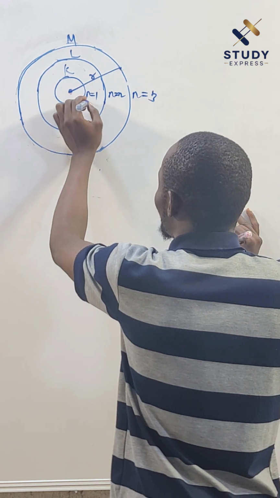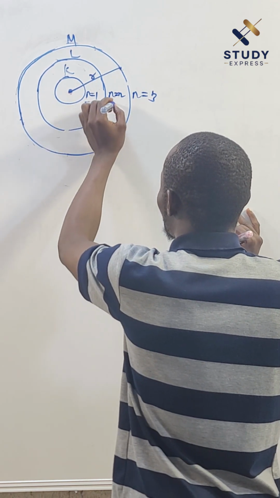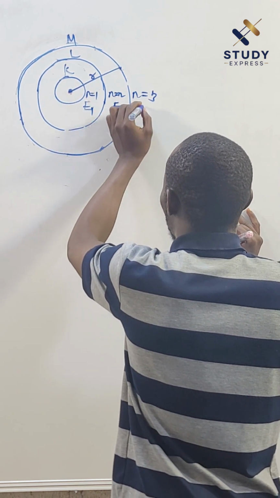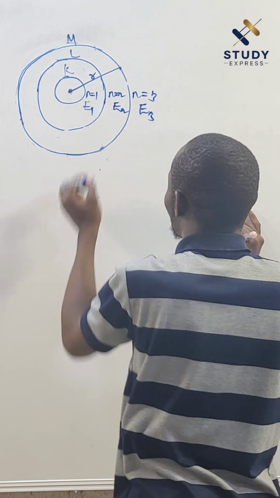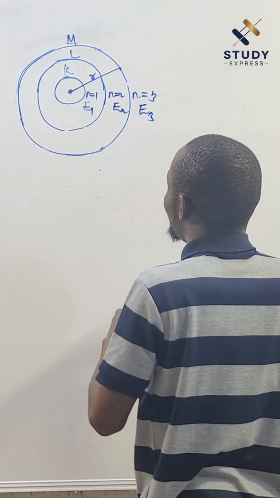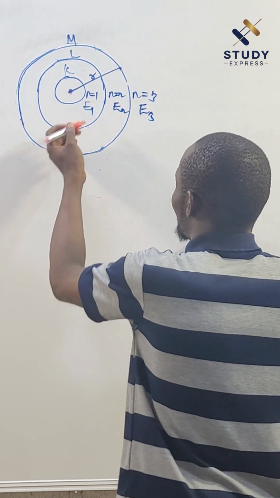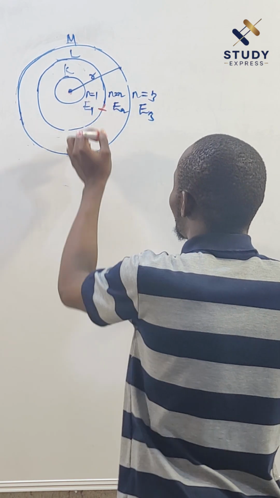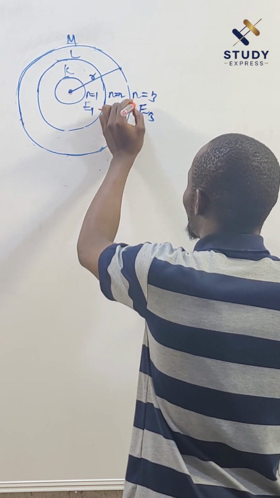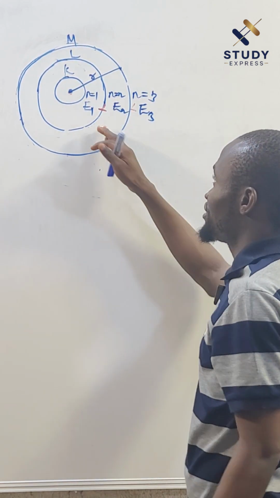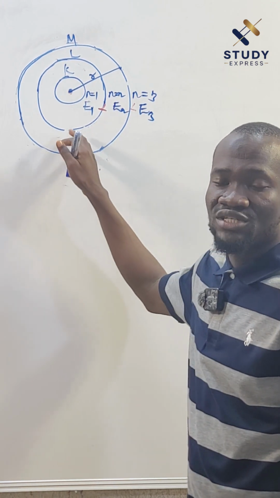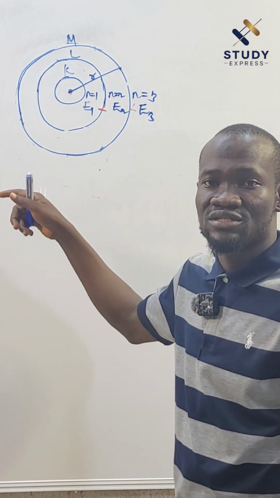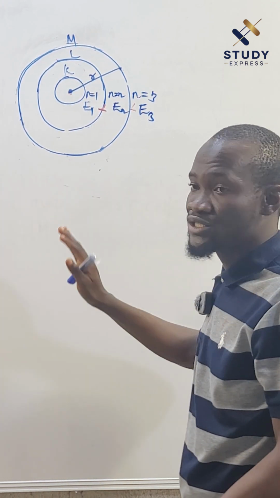So what am I going to call this? This is our first energy level, this is our second energy level, and this is our third energy level. Therefore the first energy level is less than the second energy level, while the second energy level is less than the third energy level. The reason is that energy associated with each energy level increases with increase in distance from the nucleus. Very simple and precise.